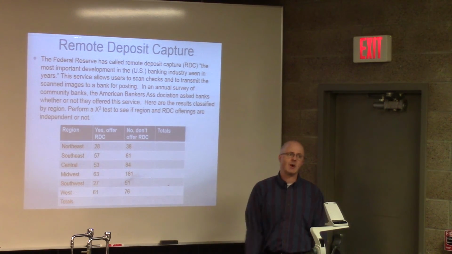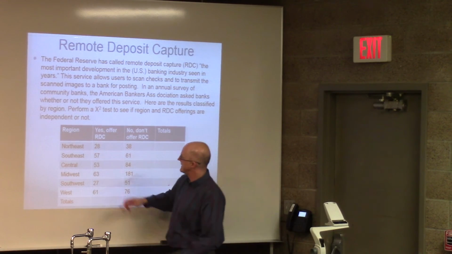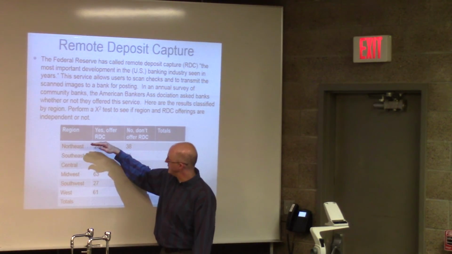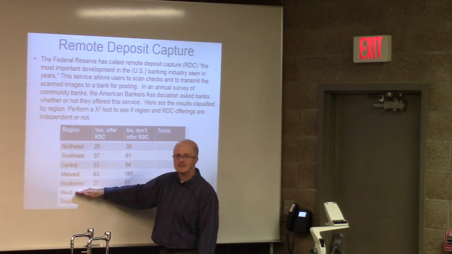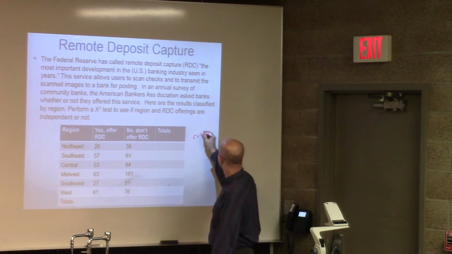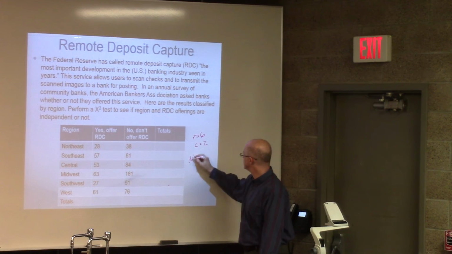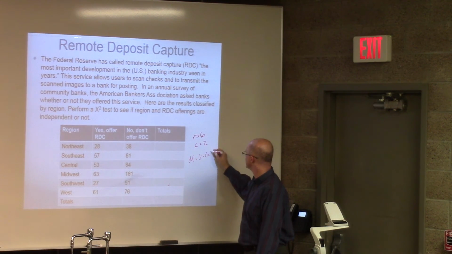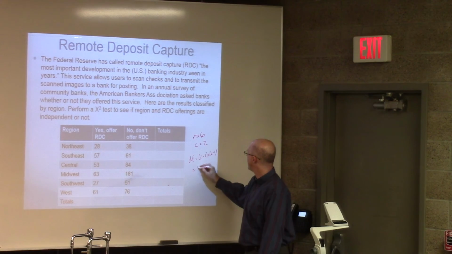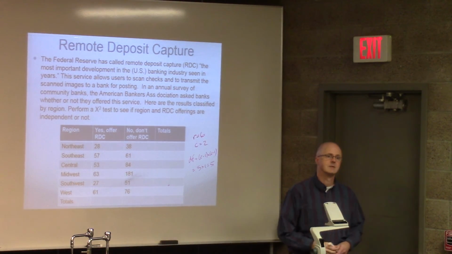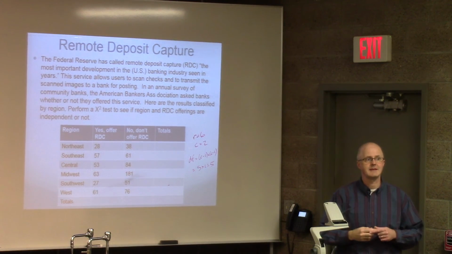The main key thing to watch for here, though, is the number of rows is no longer 2. It's 1, 2, 3, 4, 5, 6. R is 6. C is still 2. The DF is still R minus 1 times C minus 1. That, in this case, will be 5 times 1 is 5. There are 5 degrees of freedom. So you've got to use the 5 degrees of freedom line in the table.